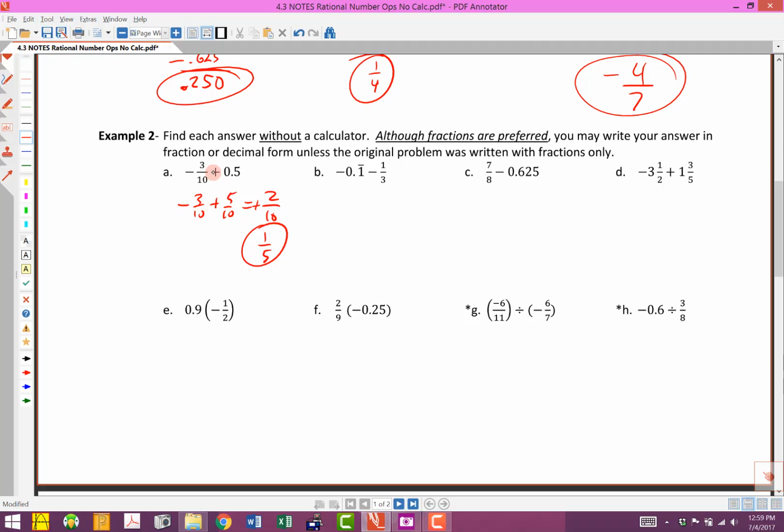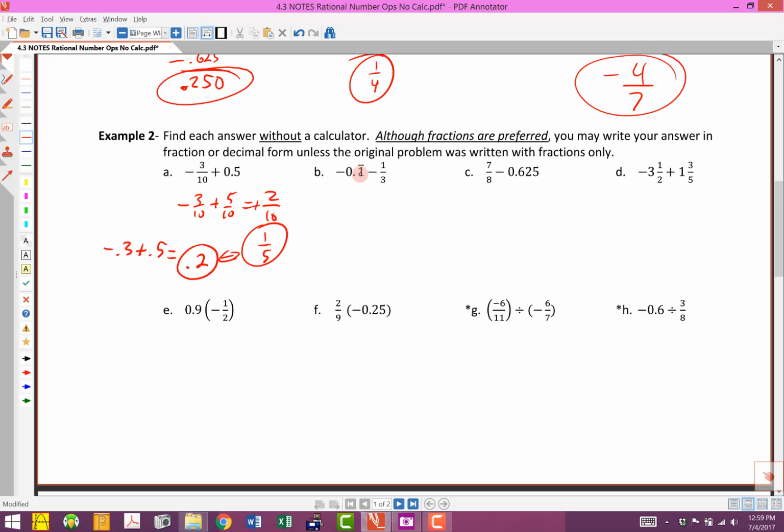Or if we wanted to, we could do negative 0.3 plus 0.5, and then we'd have positive 0.2. Same either way. Those are interchangeable. Whichever way you want to do it is fine, but again, it's recognizing those common rational numbers that we talked about. Okay, let's take a look at this one right here.